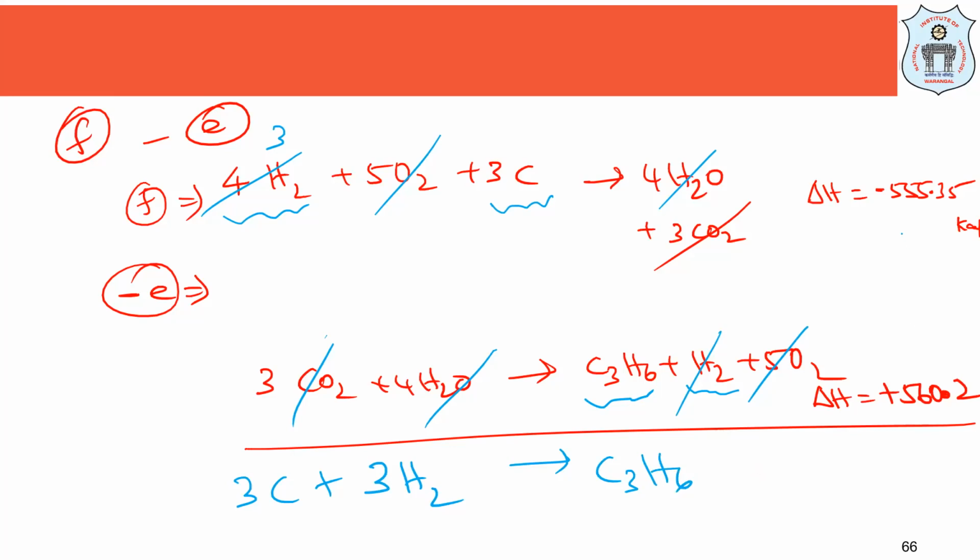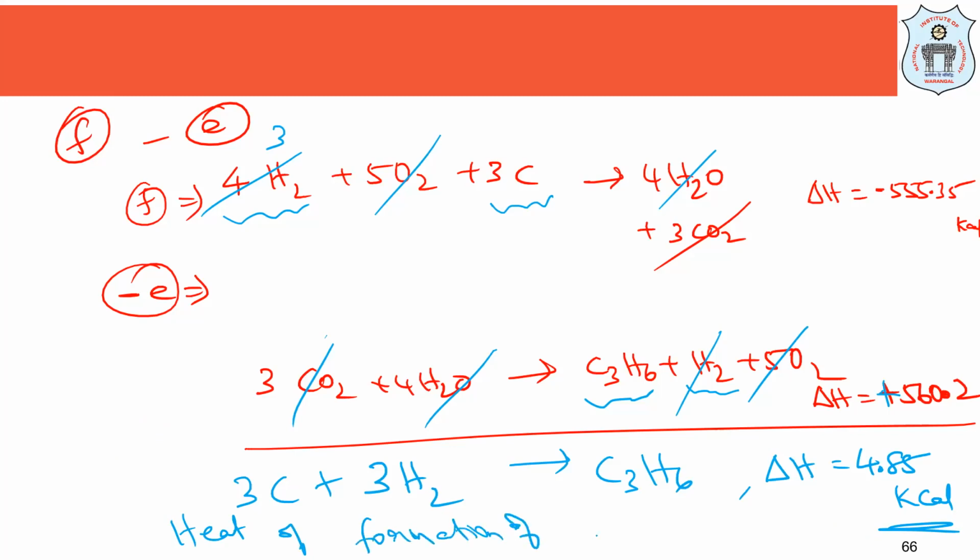So this difference is your delta H value. Delta H is, because we have already done this, we have changed the sign. So the difference, 560 minus 555, how much is it? 4.85 kilocalories is the delta H of formation. This is the heat of formation of propylene. In the exam, for any other element, you should be able to solve this problem.